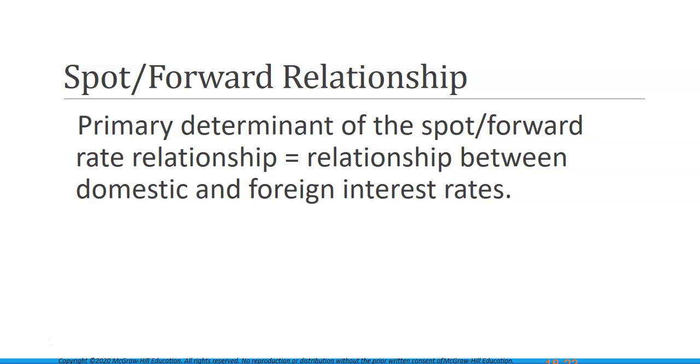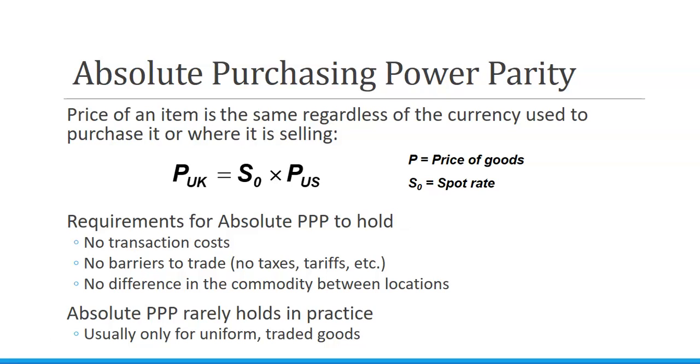What determines the relationship between the spot and forward rate is the relationship between domestic and foreign interest rates. So it's a combination of interest rates and inflation, what is happening in that country and then between the two countries. So we talk about a couple of different theories for foreign exchange trading.